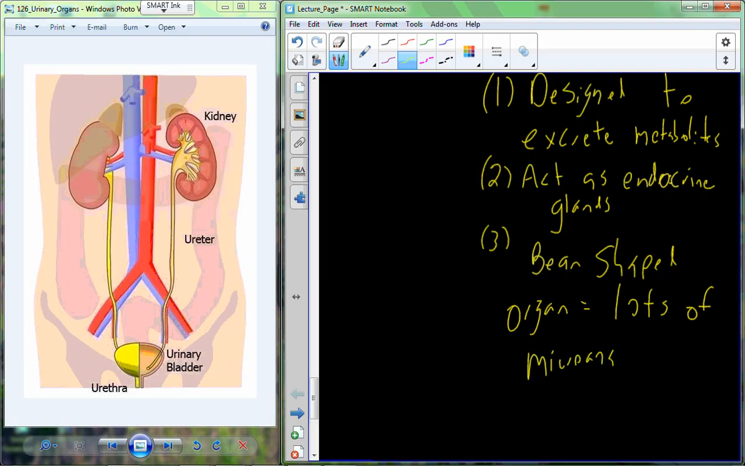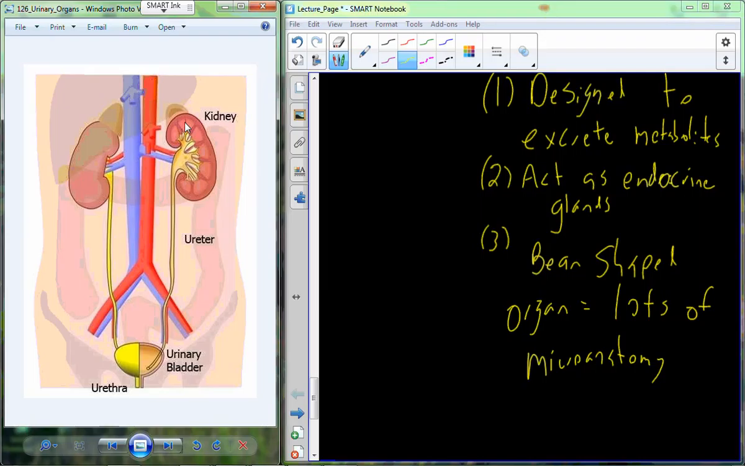All right, so yes, it is a bean-shaped organ. And that bean-shaped organ has lots of micro-anatomy. Now, real quick, anatomy literally means to pull apart or to cut apart. Microanatomy is to cut apart the really small. In other words, to really understand the kidney and kidney function, you have to look at it under microscopy, at very, very small detail. So there's lots of microanatomy.